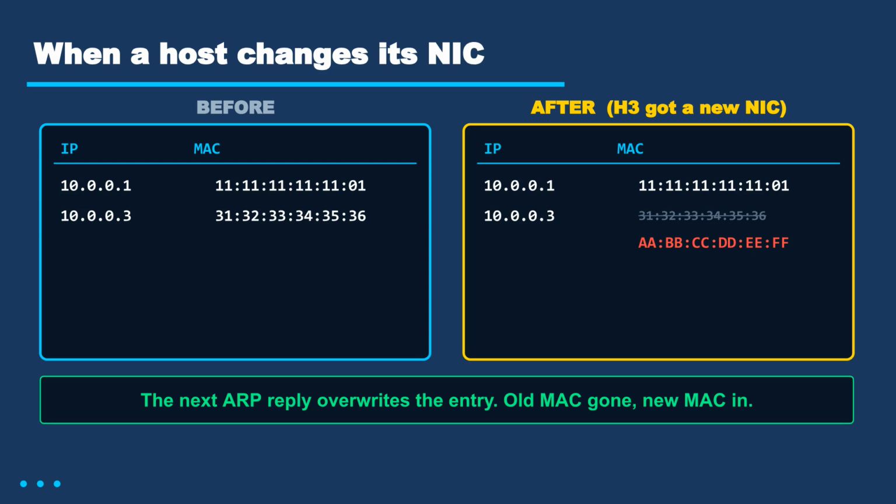If H3 swaps its network card, its MAC changes. The next ARP reply overwrites the cache entry. The old MAC gets crossed out, the new MAC replaces it.